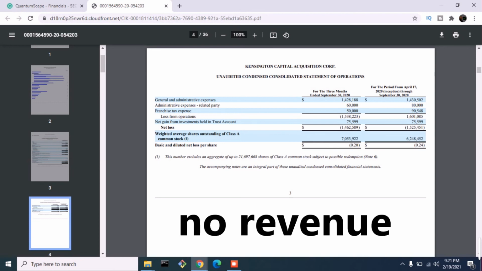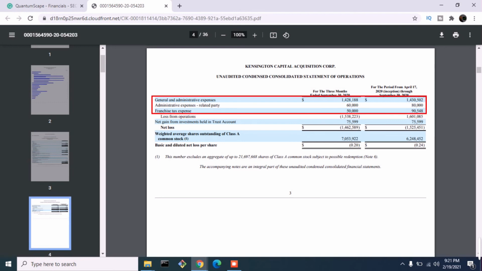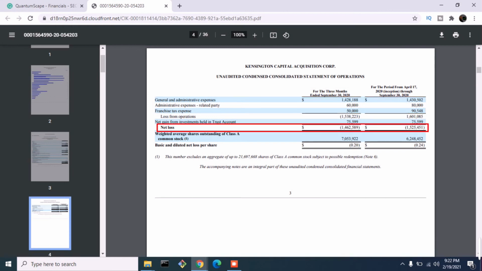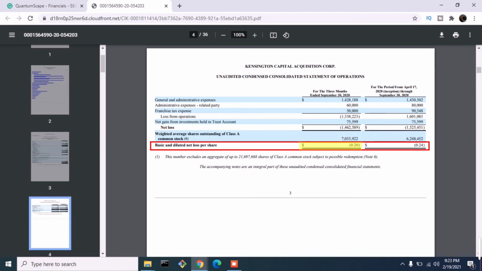Now, there should be one thing that definitely pops out to you, and that is that they have no revenue, no sales, but they still have expenses. You see general and administrative expenses, franchise tax expense, etc. So immediately, because they don't have revenue, but they do have expenses, you see a net loss instead of a net income of 1.46 million. And then when you divide this net loss of 1.4 million by the average shares of common stock of 7 million, you get this basic and diluted net loss per share of 20 cents.